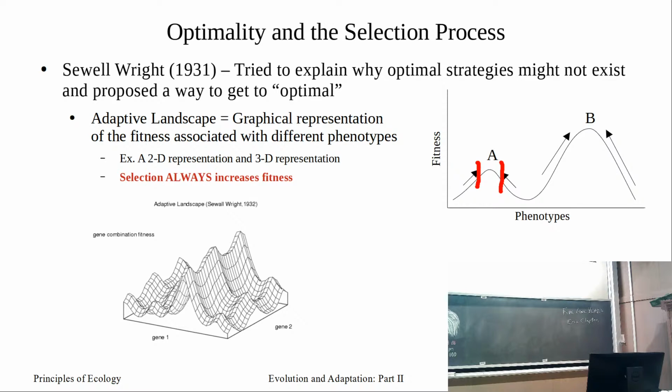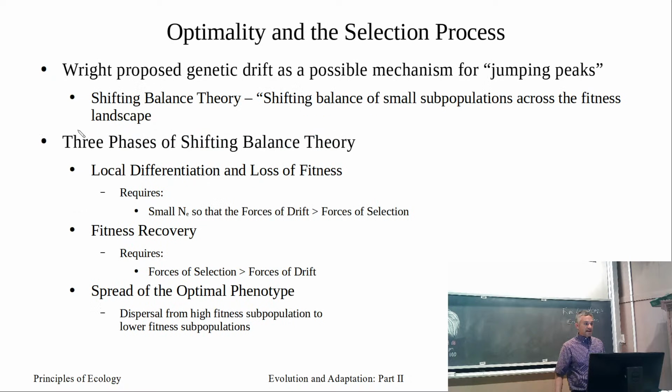So could selection take us from A to B? No, it can't. At least not alone. So this is where Sewell Wright came up with his explanation for jumping peaks, which is shifting balance theory. This shifting balance theory says, and I quote, the shifting balance of subpopulations across a fitness landscape. Now, what does that mean? A shifting balance of small subpopulations.